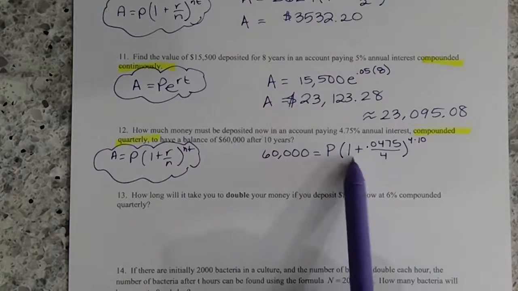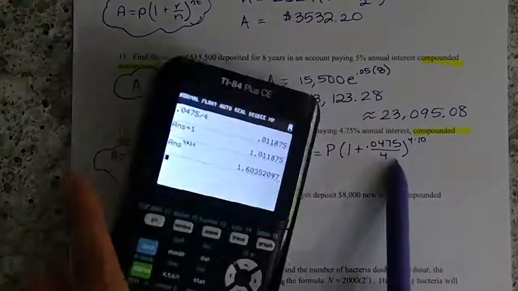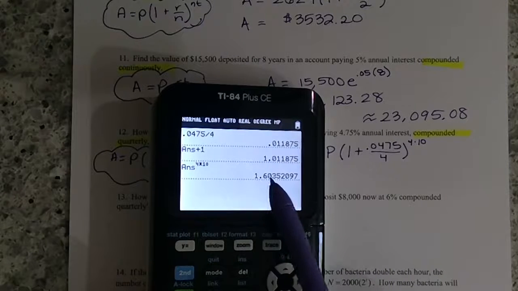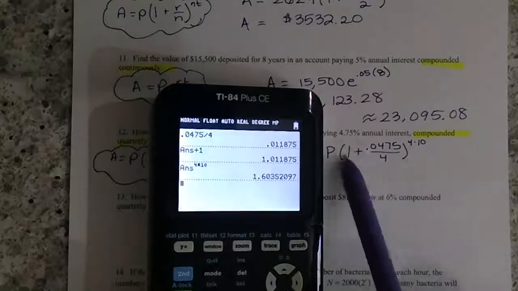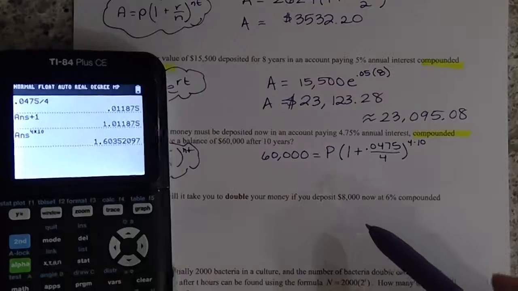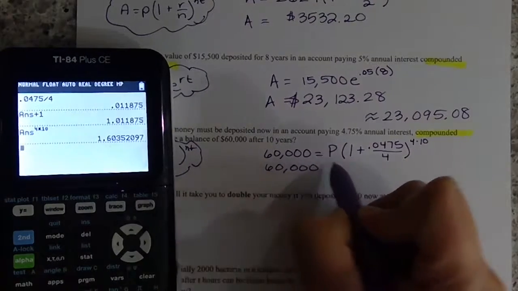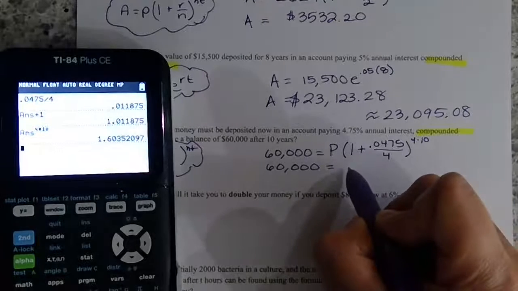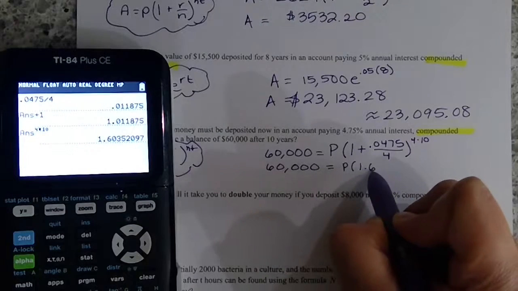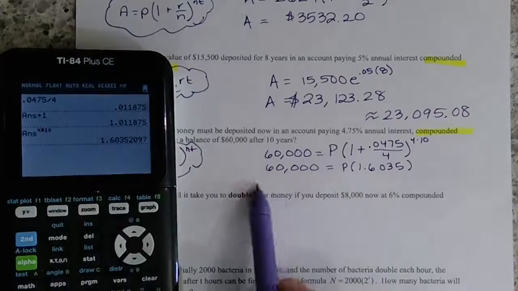So first, what I want to do is parentheses. So I'm going to plug this into my calculator and see what that is. 0.0475 divided by 4, add 1, raise it to the 40th power. So this whole value is about 1.6. The more decimals you keep, the nicer or more exact your answer is going to be. Okay. So now this is a lot easier.